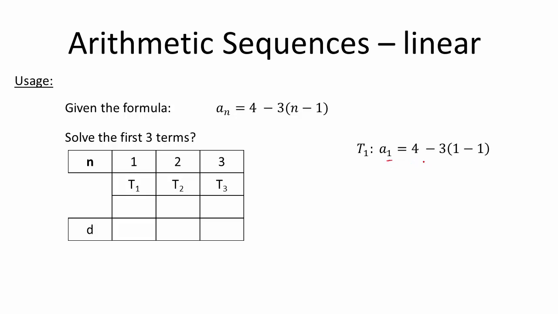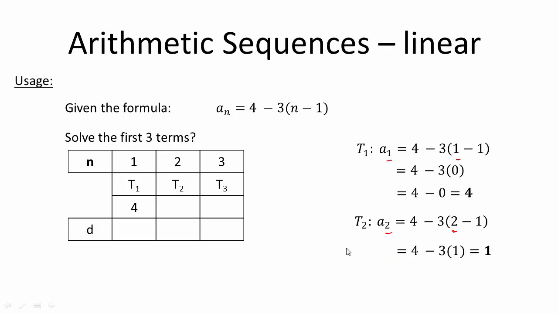For a1, we substitute 1 for our n, which equals 4 minus 3 times (1 minus 1). We know that 1 minus 1 is going to equal 0, which takes us straight across to 4 minus 0, which is going to equal 4. We're going to sub this 4 in here. Now let's go back to solve term 2. Again, we've said a2 over here, and we've said n is 2 over here. Let's solve straight ahead what that means. 4 minus 3 is 1. We sub that 1 in. And we lastly solve term 3. We find it to be negative 2, and we solve that here.